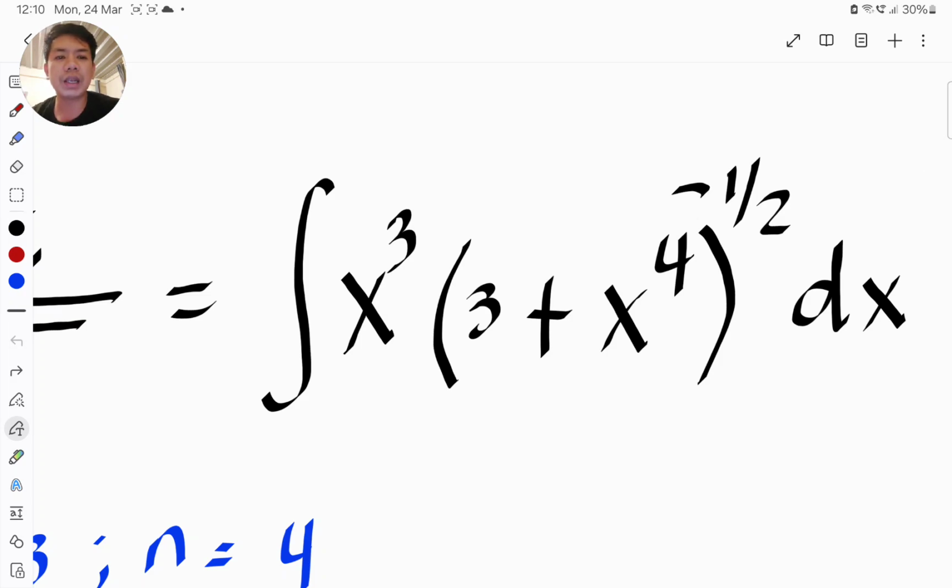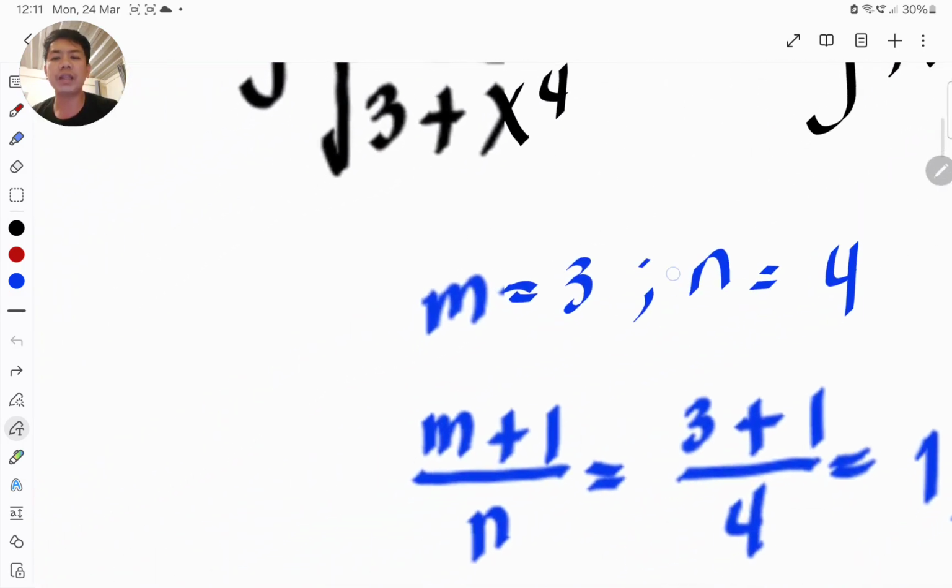For case 3, we have one more requirement, which is m plus 1 all over n. First, let's check if our given expression qualifies under case 3. If it does, then we can use case 3. But if not, we can use case 4 if and only if it qualifies under case 4. So our m here, class, is 3, our n is 4, and our q is 2.